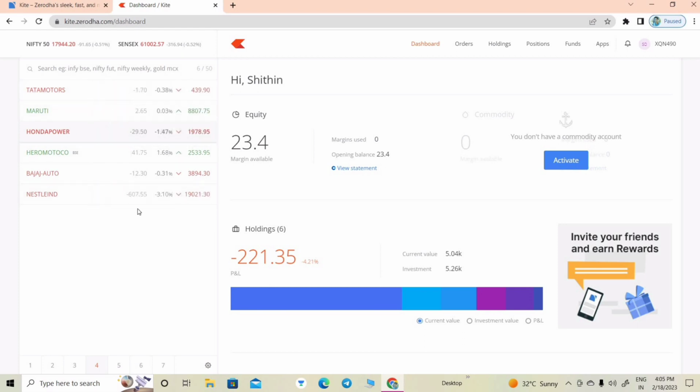Here I am taking Nestle India, which is currently in a low state compared to the previous state. That is, it is at minus 3.10% loss. So the current performance of the market or a particular company we can identify by knowing the stock value here. Then we are going to show how to buy and sell orders using the Zerodha Kite app.